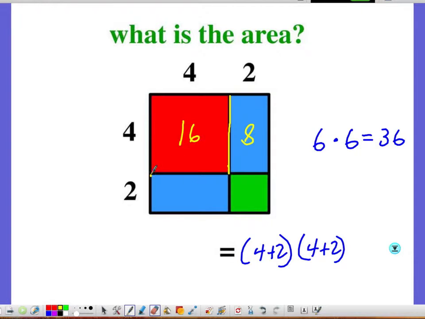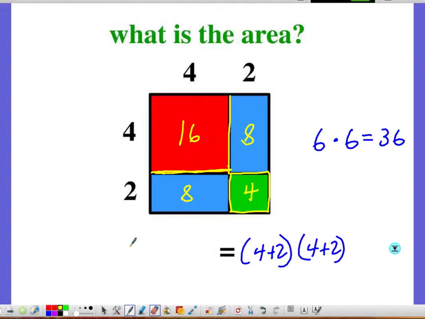If I wanted to find the area of this other blue shape here, this has a length of 2, and if we look at the width, it is actually 4. And so 2 times 4 gives me 8. And finally, this green area right here has a length of 2 and a width of 2. So 2 times 2 gives me 4.